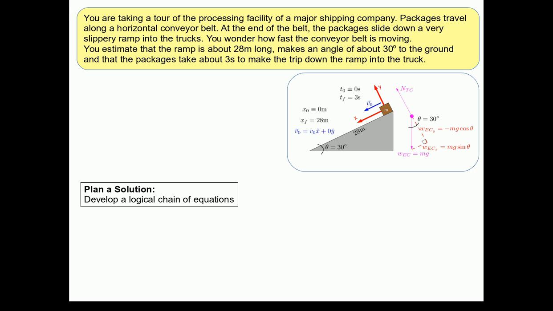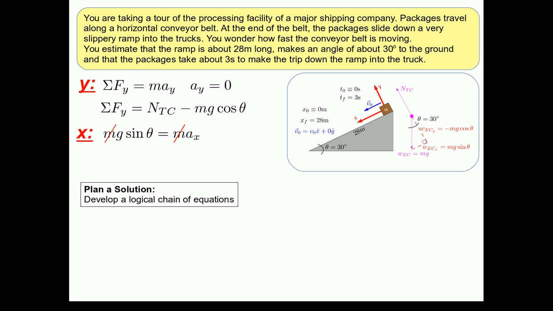So now let's begin planning a solution using the equations we have. Thinking about the y direction, we have Newton's second law for the y direction. We know that the acceleration in the y direction is equal to 0. And from our free body diagram, we know that the sum of the forces in the y direction is the normal force minus mg cosine theta. For the x direction, we've worked out that mg sine theta is equal to the mass of the box times the acceleration in the x direction. We also have this kinematic equation, which we know applies because the acceleration in the x direction is a constant, 9.8 times the sine of 30 degrees.